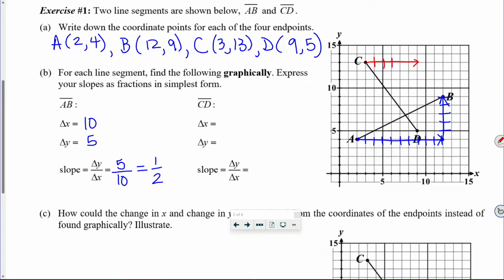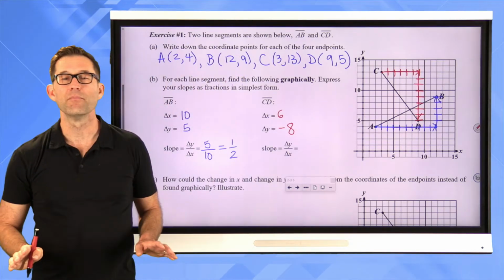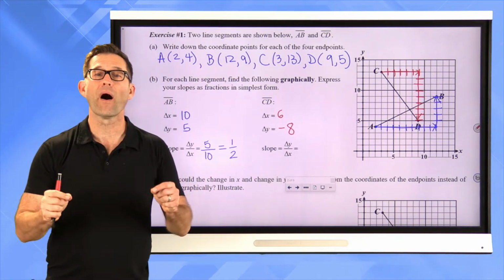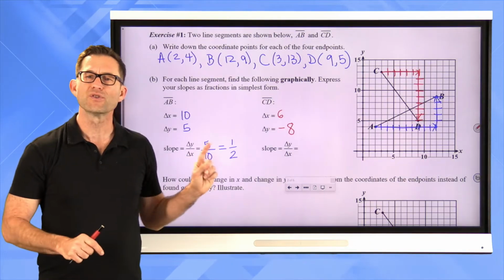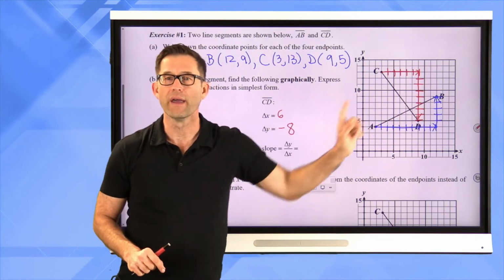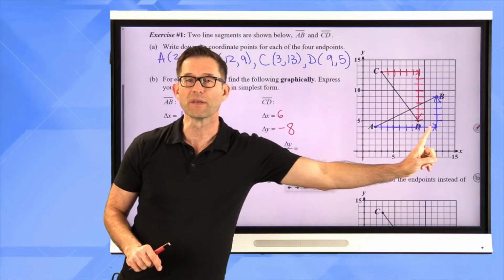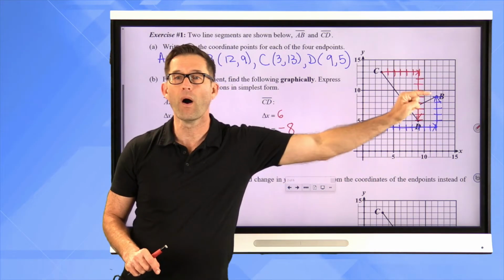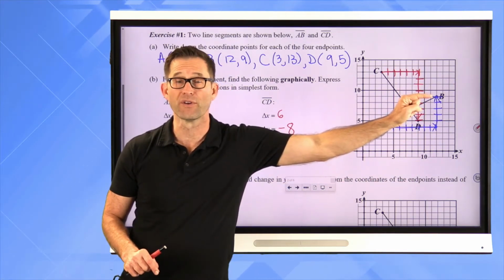1, 2, 3, 4, 5, 6, so the change in x is 6, and the change in y, 1, 2, 3, 4, 5, 6, 7, 8, is negative 8, right? Not 8, but negative 8 because literally y is decreasing. So when I go from A to B, both my x increases because I'm going from left to right, and my y increases because I'm going from lower to higher.